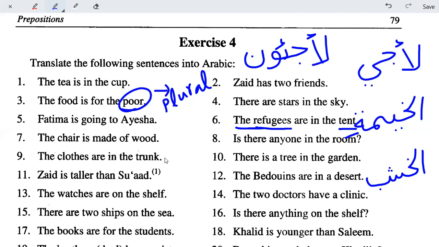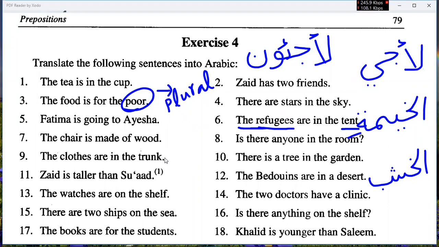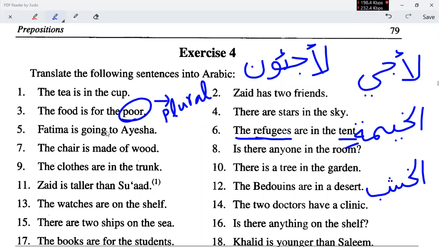Fil bustani al shajara. A lot of noise in class. Wait a minute, everyone. One student at a time will be better. I will give all of you a chance. So Miss Fazadana, next. There is a tree in the garden. Yes. Hunaka shajara fil hadiqa.